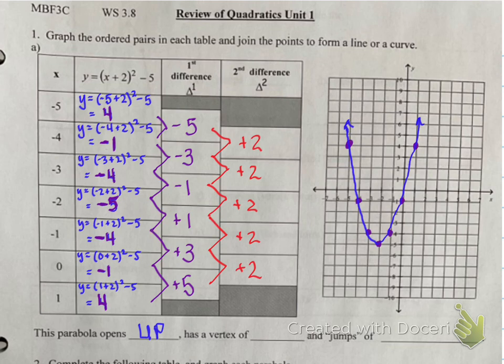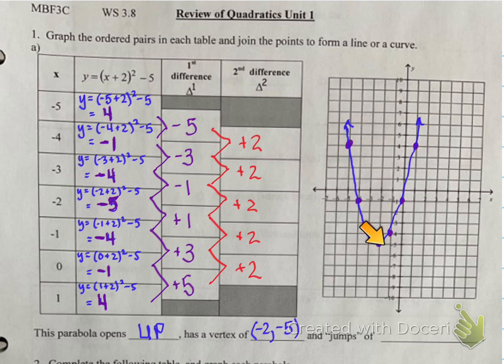It has a vertex of, where's my vertex? Let's see. If we look on this graph, you should be thinking, okay, there's the vertex. It's the vertex because it doesn't have a mirror image. It is the lowest point in this parabola. Okay, so my vertex is going to be -2. So looking here, the coordinates of this is -2, -5. Those are the coordinates for my vertex.